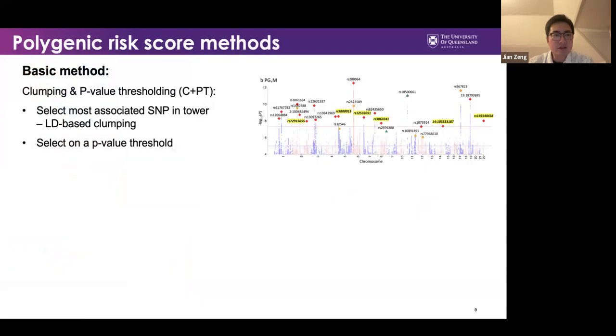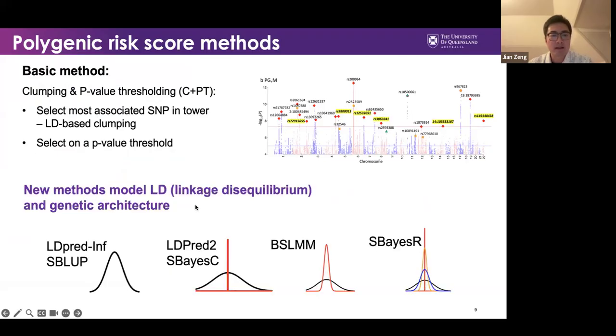The conventional methods, called C+PT or clumping and p-value thresholding, only select the subset of SNPs that pass the genome-wide significance threshold and only use those SNPs with their GWAS effect for prediction. The newer methods tend to model the LD between SNPs and fit all of the SNPs simultaneously in the model.